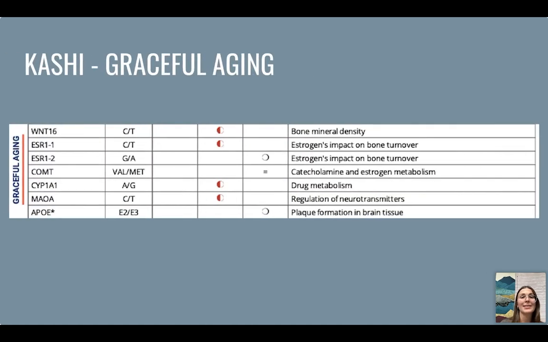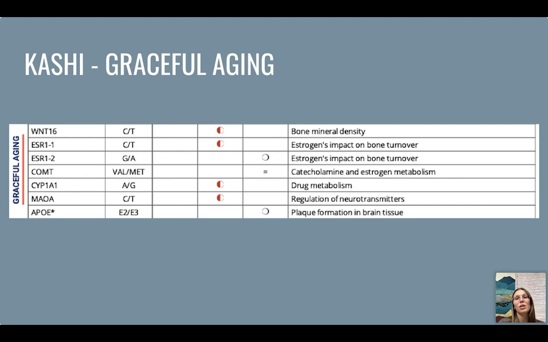And up next is graceful aging. So the WNT16 gene plays an important role in bone regulation. If there's a mutation of this gene, there's a higher risk for increased bone loss, leading to osteoporosis, which is just a fancy word for bone loss. And then there's 2 ESR1 genes, which are involved in estrogen's role on bone mineral density and bone turnover.